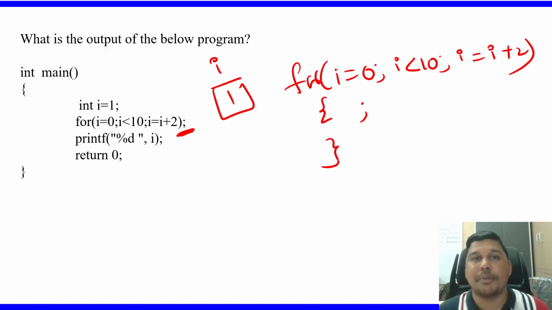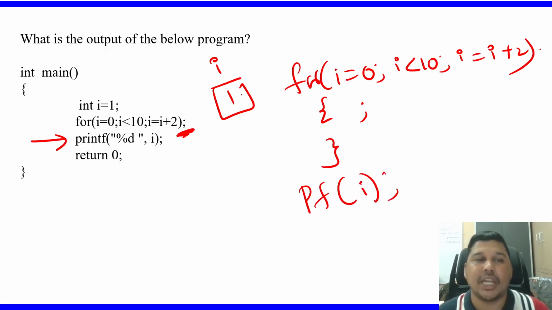Whenever there is no statement to be executed under a for loop or any other looping statement, you have to put just a semicolon like this. Or since it's only one statement, I'll shift the semicolon here, like we have done in the question. It means this printf of i is outside the for loop.